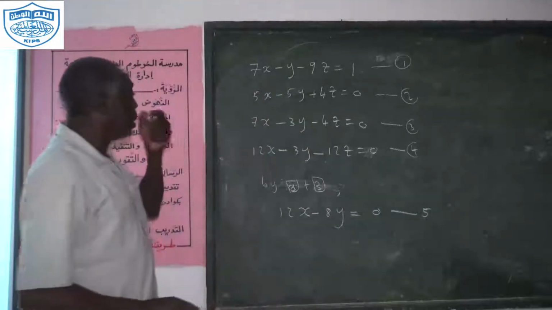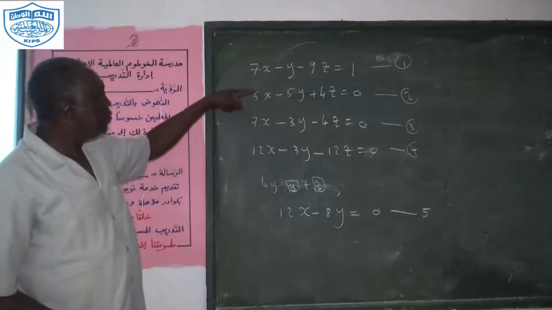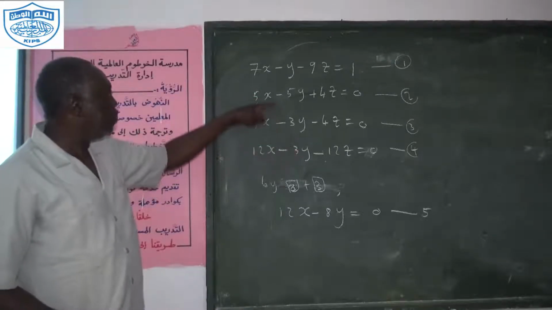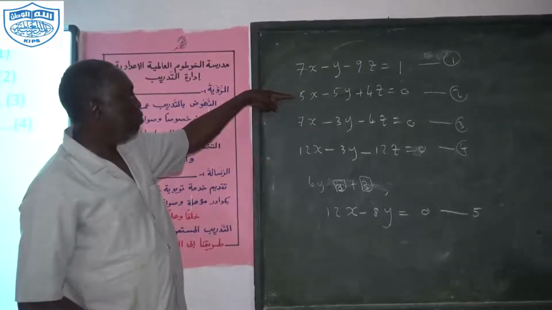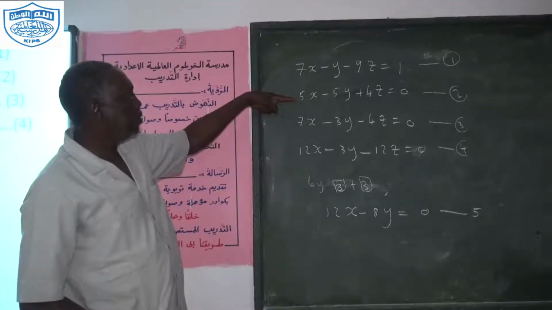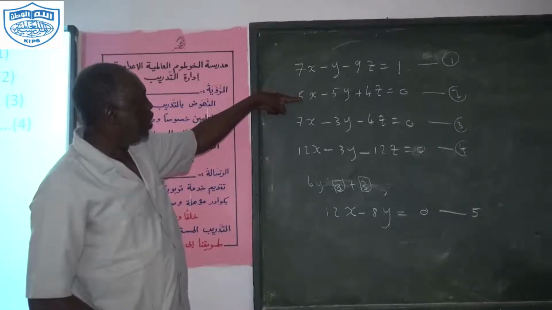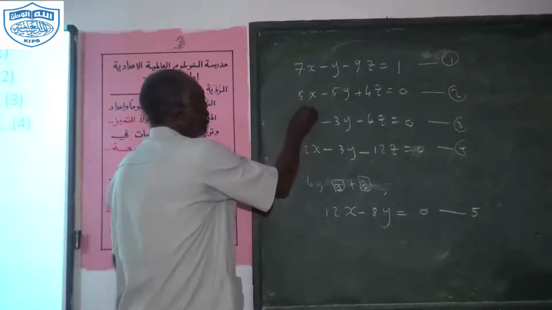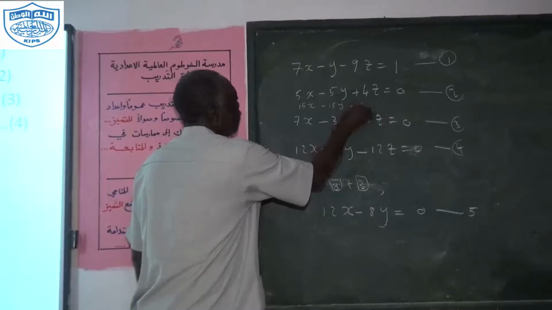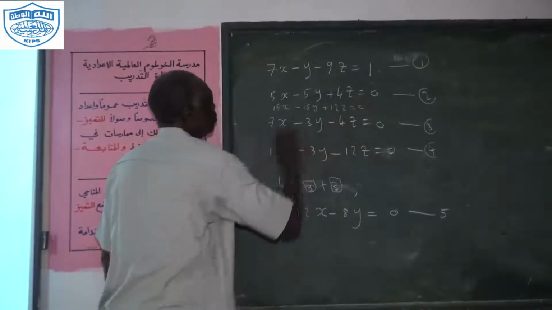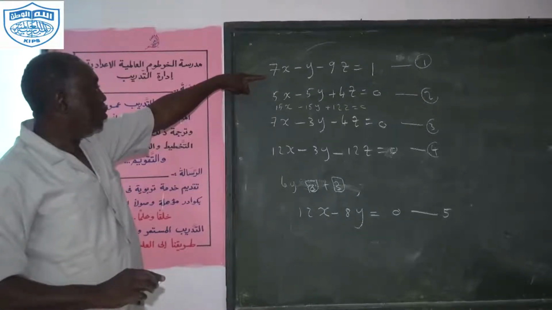Okay. For this equation, if I want to eliminate z, multiply this equation by 3. If I multiply this equation by 3, 3 times 5x equals 15x, negative 15y plus 12z equals 0. Or you can return back to this one.